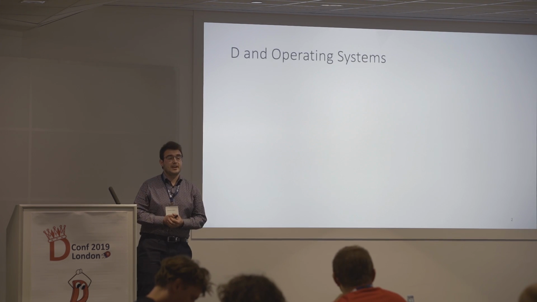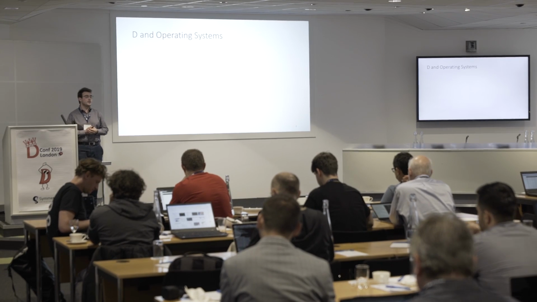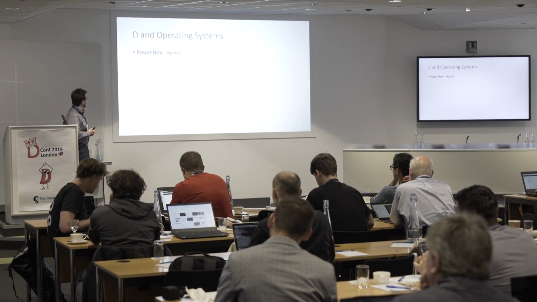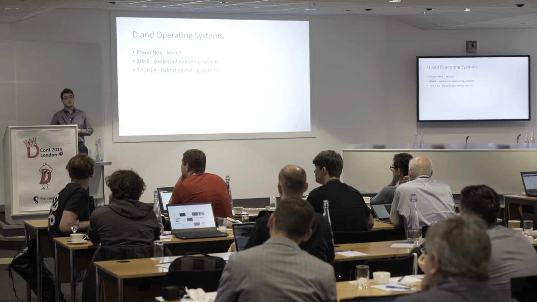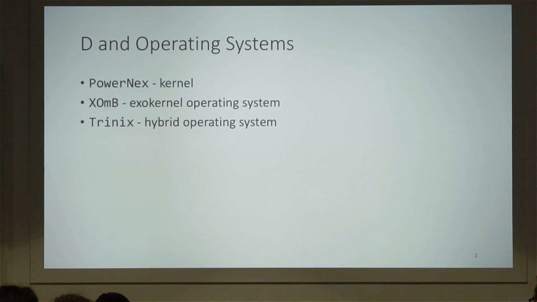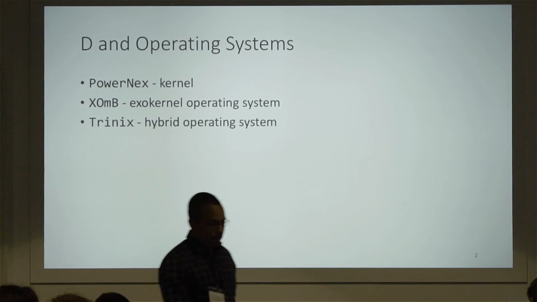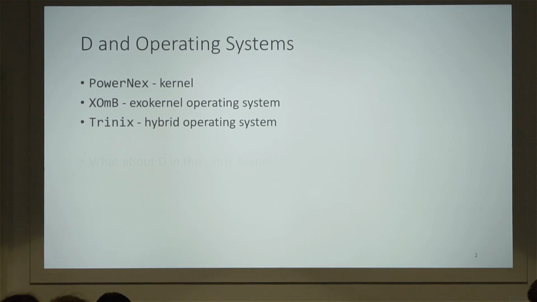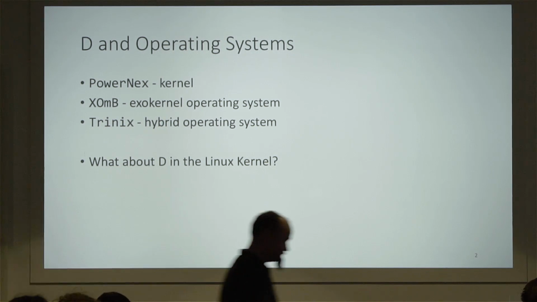D is advertised as a safe and fast systems programming language. We know it's easy to write an operating system in D, and many projects have proven so. We have PowerNex, XOMB, and Trinix. However, we don't know how hard or easy it would be to use D code in the Linux kernel.